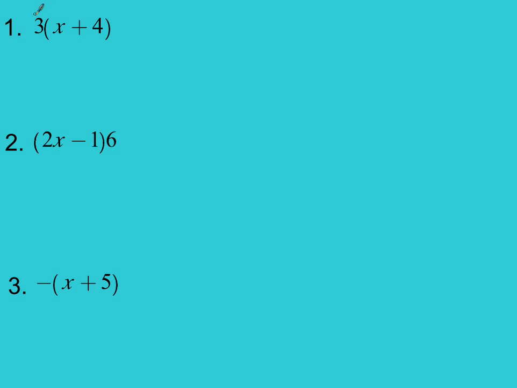Another example, we've got 3 times x plus 4. So the parentheses mean that I need to take this number that's out in front and I need to multiply everything that's inside the parentheses by that number out front. So this means I'm going to do 3 times x, and I'm going to do 3 times 4.